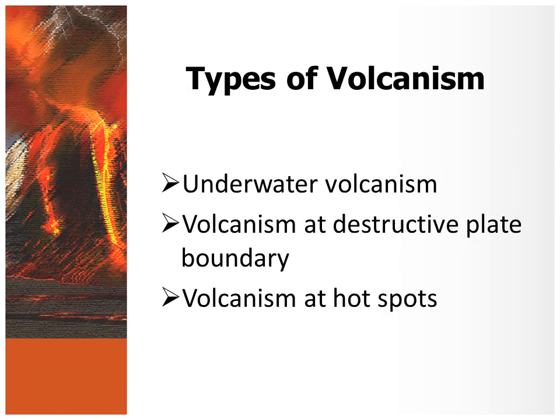Based on where the volcanoes occur, we can divide volcanism into three types. That is underwater volcanism, volcanism at destructive plate boundary, and the third one is volcanism at hotspots. This week we will be studying about the first two, that is underwater volcanism and volcanism at destructive plate boundary.